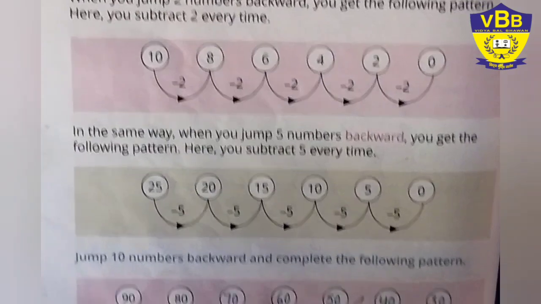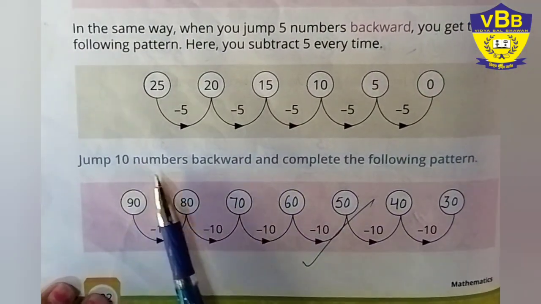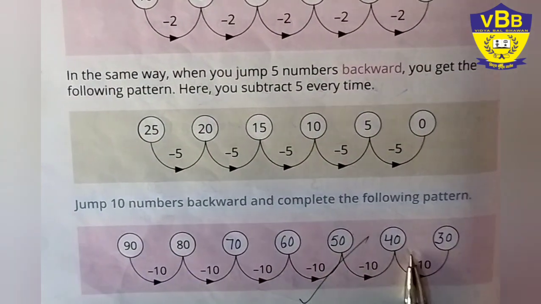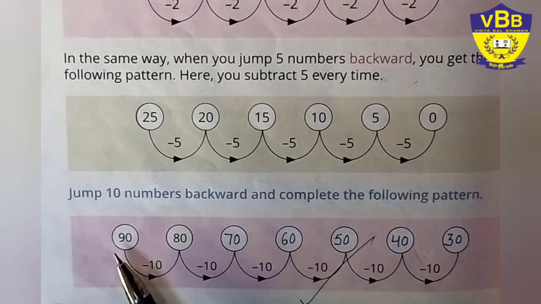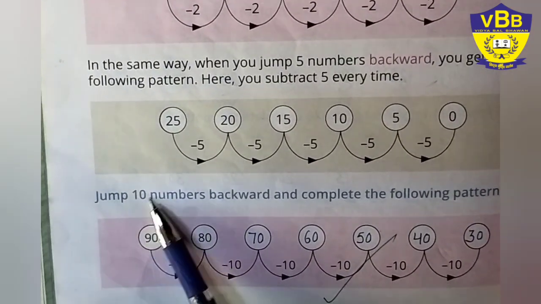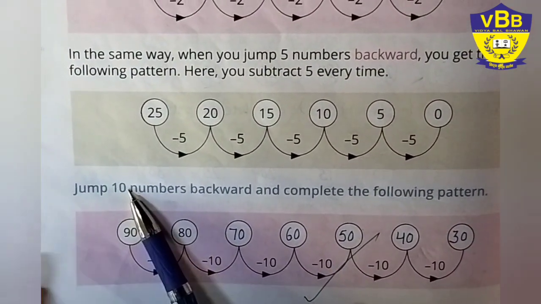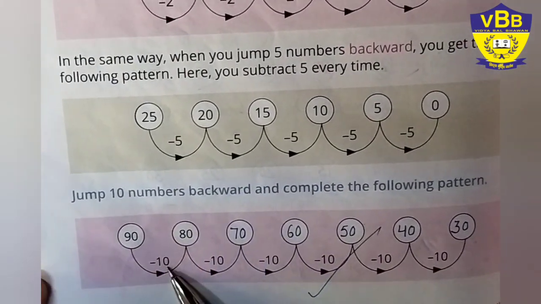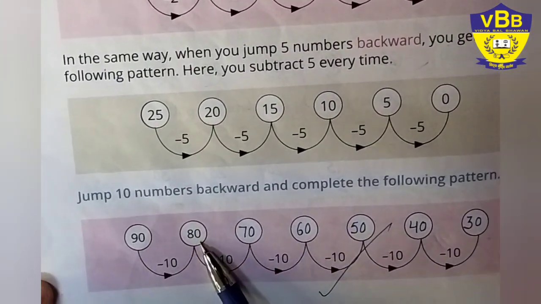Now move on to this. Jump 10 numbers backward and complete the following pattern. Here we have to do the exercise. We start with 90, and we have to take backward jumps of 10. How many backward jumps? 10. When we subtract 10 from 90, we will get 80.